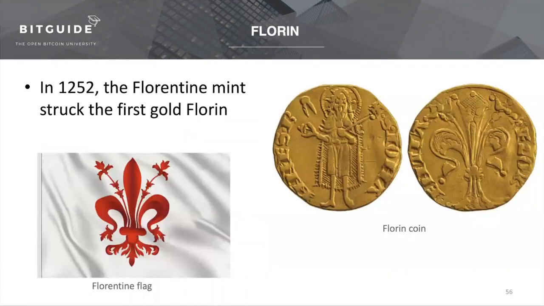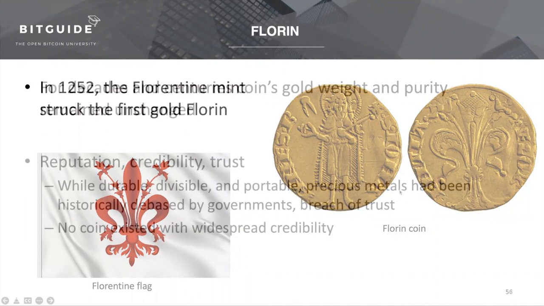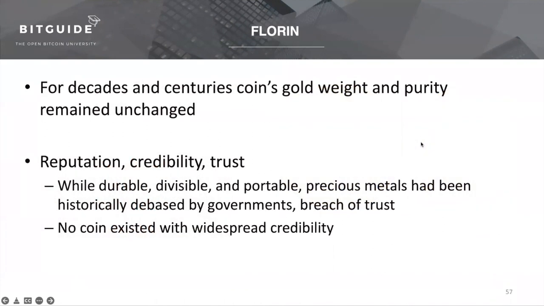In 1252, the Florentine Mint struck the first gold florin. On the right, you can see how it looked, and they had engravings of their flag on the coin. The florin did the impossible. For decades and centuries, its purity level stayed the same. The gold weight inside it remained unchanged. And this gave it reputation, credibility, and trust.